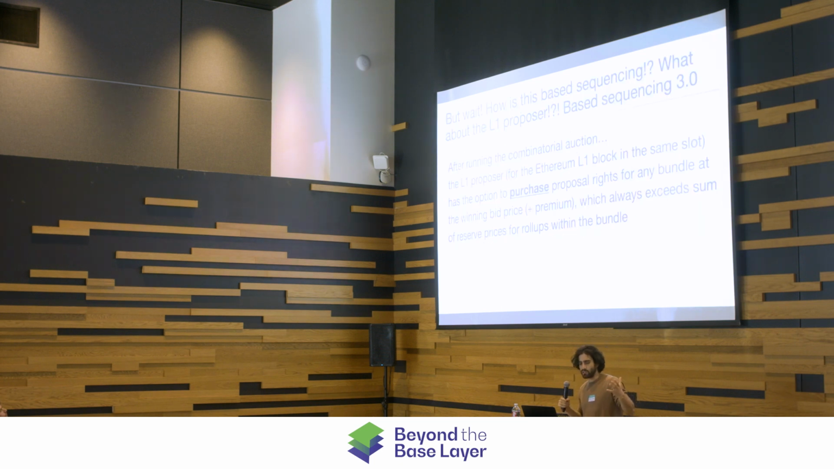So how is this base sequencing? Like, what about the L1 proposer? I thought the L1 proposer is supposed to be involved for this to be base sequencing. Well, after running this combinatorial auction, the L1 proposer for the Ethereum L1 block has the option to purchase proposal rights for any bundle that was produced through this auction at the winning bid price, maybe plus a premium. Right? And this always exceeds the sum of the reserve prices for rollups within that bundle. So effectively, we're just giving the L1 proposer an elevated status within this marketplace.